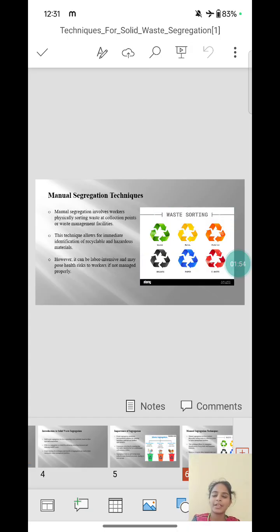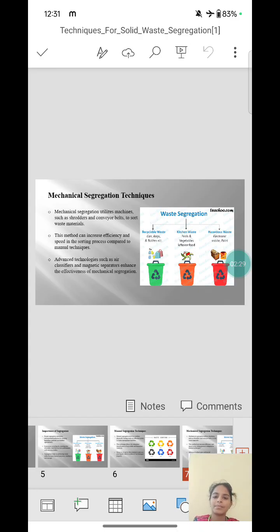Manual segregation techniques. Manual segregation involves workers physically sorting waste at collection points or waste management facilities. This technique allows for immediate identification of recyclable and hazardous materials. However, it can be labor intensive and may pose health risks to workers if not managed properly. So, waste sorting of glass, metals, plastic, and paper is the waste sorting method.